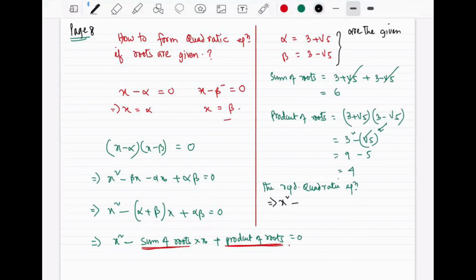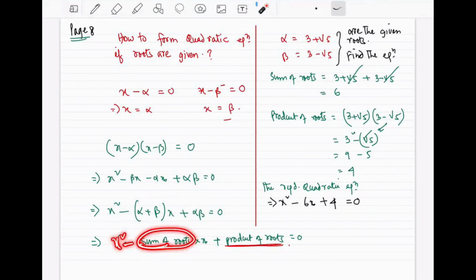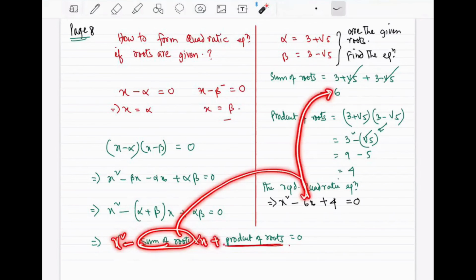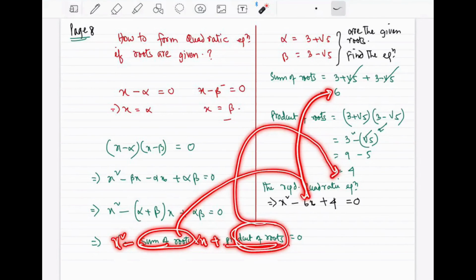Find the equation. So sum of the roots is 6. There is an x there plus the product of roots is 4. So we have got 4 is equal to 0. Look, the equation is x squared minus sum of roots. Sum of root is 6. Where do we get this? We get it from here. Into x plus product of roots. Product of roots, where do we get this? We get it from here, right?